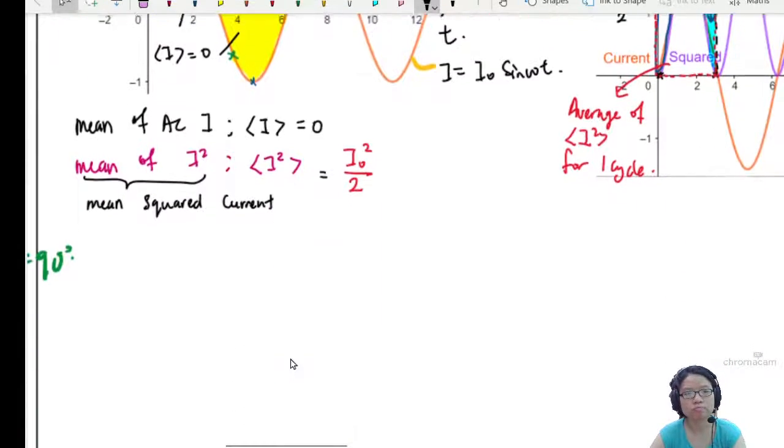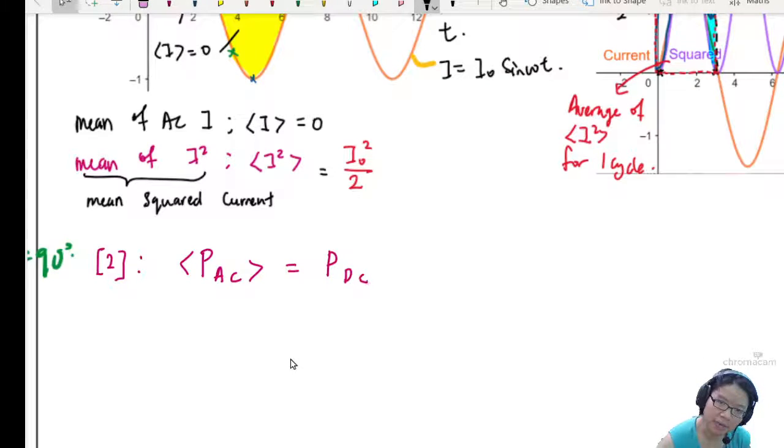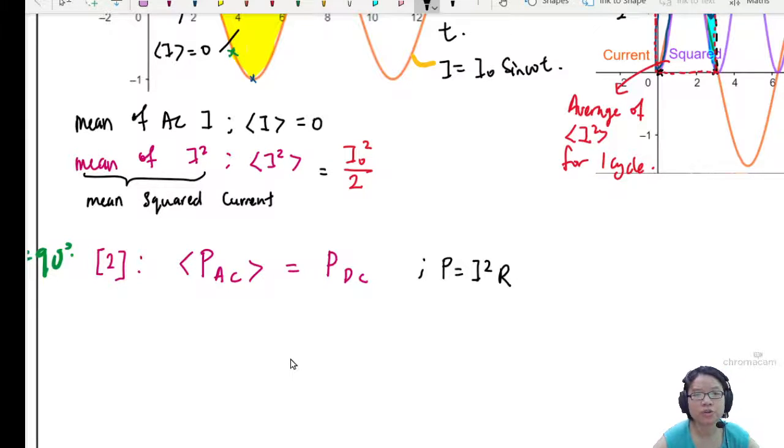All right, step 2. We are now ready to plug this into our definition. What was our definition? We say that the power of alternating current, the average or mean power, is equal to the power of the direct current. At the same time, we know that P is equal to I square R. So we do some substitution: this one is the average of I square times R, and this will be the normal DC current square times R.